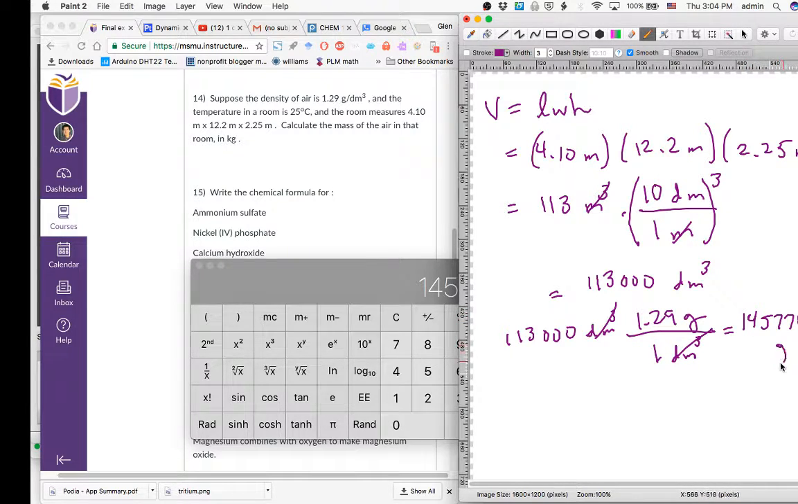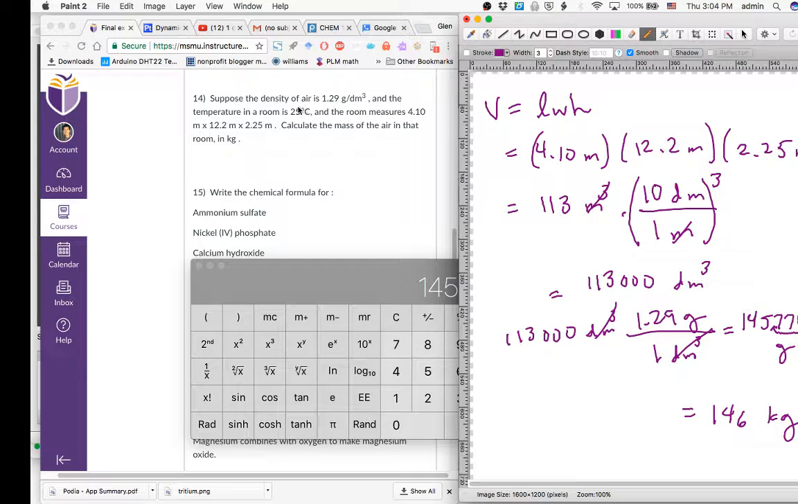Okay, this is the answer that will be accepted. This answer is not accepted because they want the mass of air in kilograms. So I change this to kilograms by moving the dot over to the left 3 times. So I get 146 kilograms, 3 significant figures because they gave us also 3 significant figures.